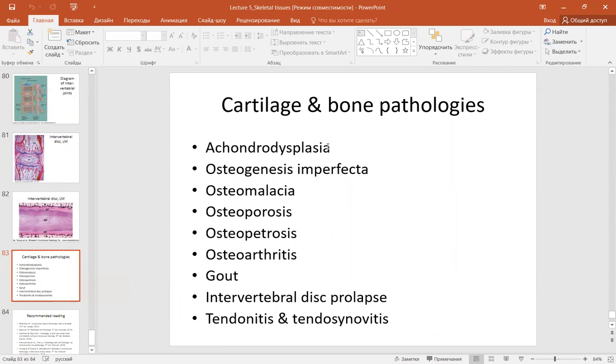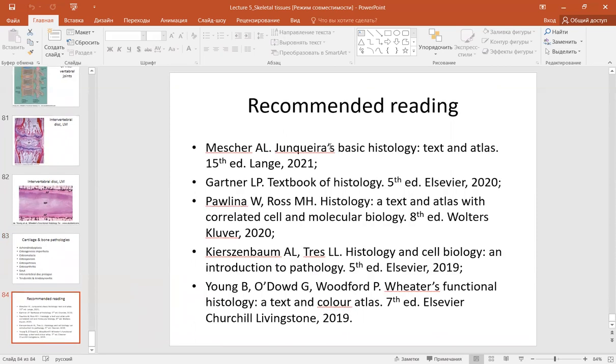And the last slide shows you the recommended reading for histology, including the easiest basic histology textbook for histology students, and the rest are also available on Amazon.com. You can buy it, but all the editions are available and you can use them without charge.